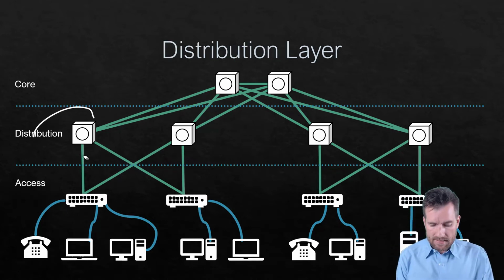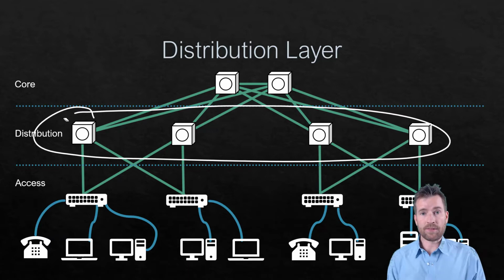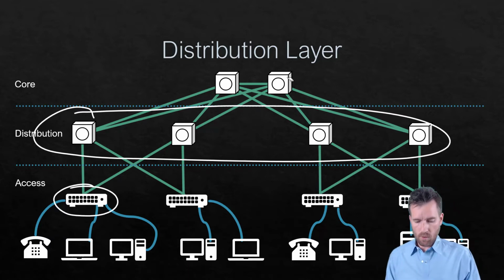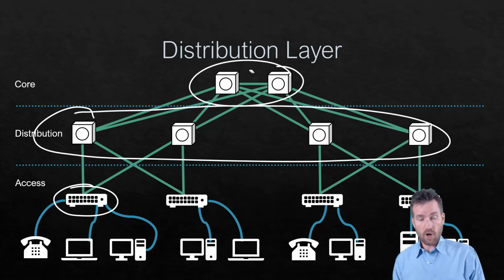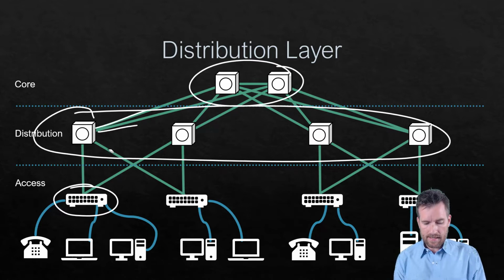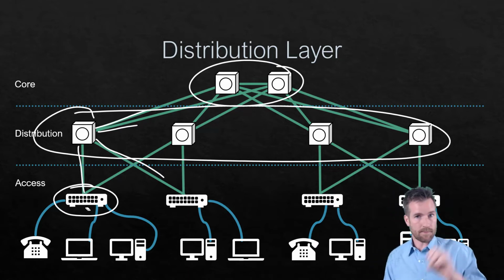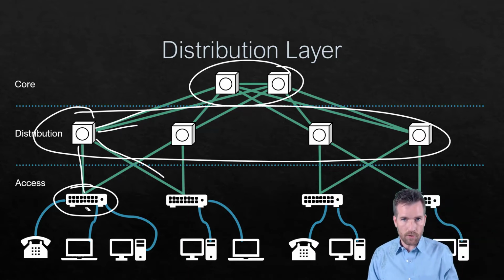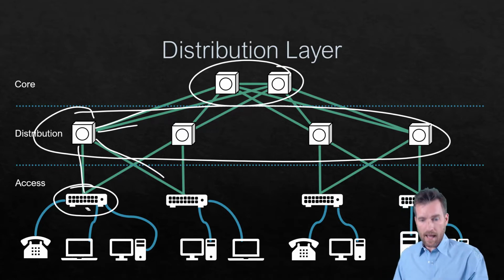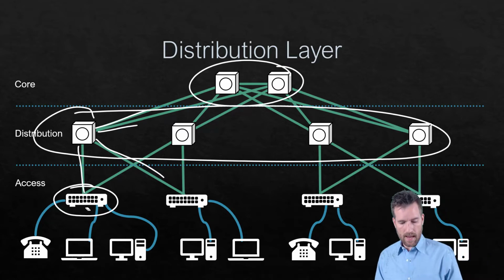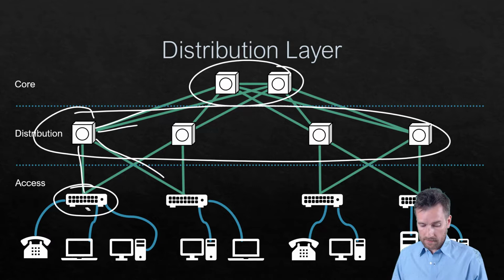Then we have this middle layer. This middle layer is called the distribution layer. This is what's connecting all your access equipment to your core. You'll notice that there's a lot of redundancy at this layer to make sure that if something were to go out, the backbone of your network is going to still be up and running. And so that's why we have redundancy amongst this equipment in the distribution layer.